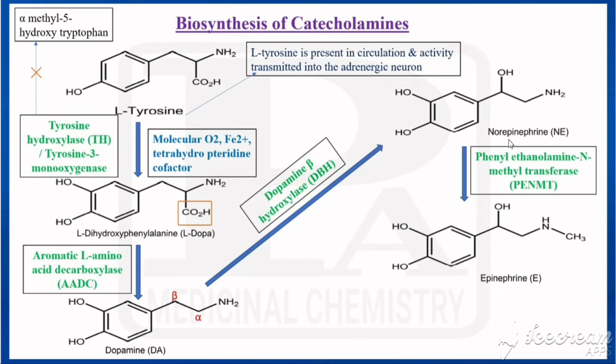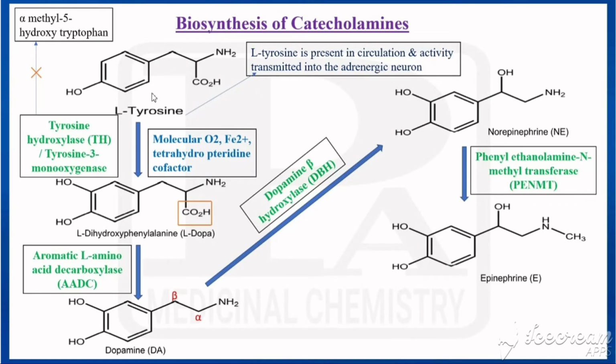Now we are adding a methyl with the help of phenylethanolamine N-methyl transferase. This is phenyl, this is ethanolamine. So with the help of this enzyme, with the nitrogen, a methyl group would be transferred. So instead of one hydrogen, a methyl group would be added and that is called epinephrine. So that's all about this synthesis.